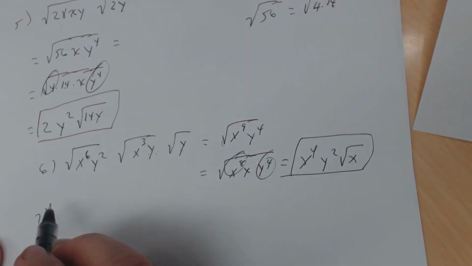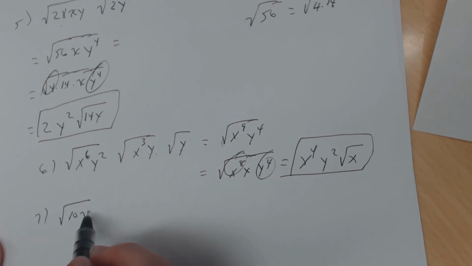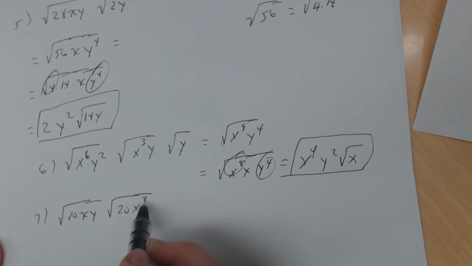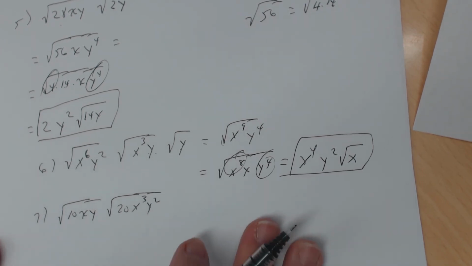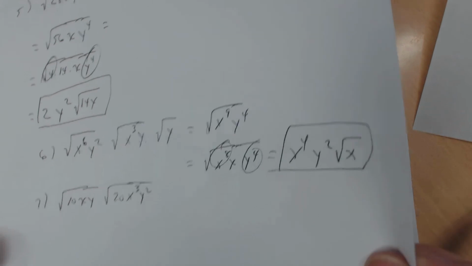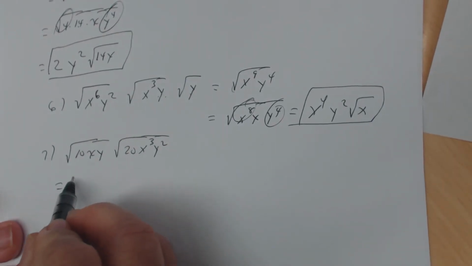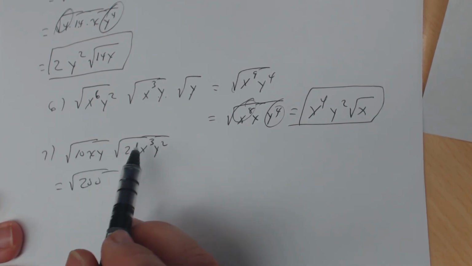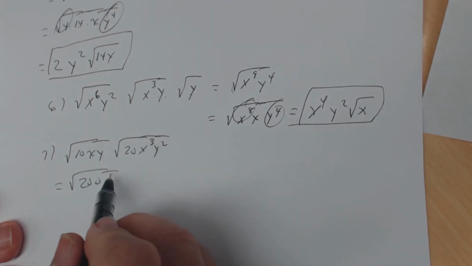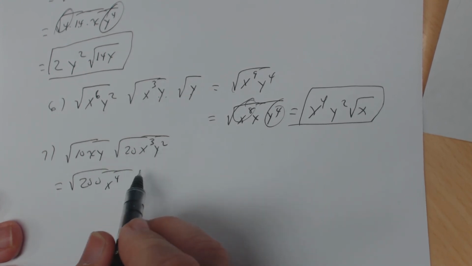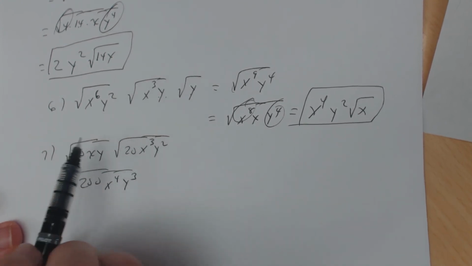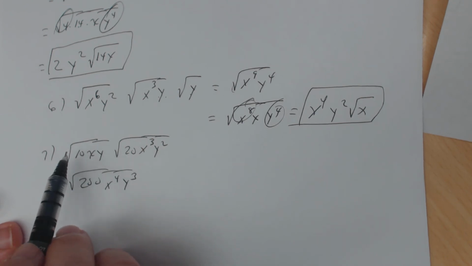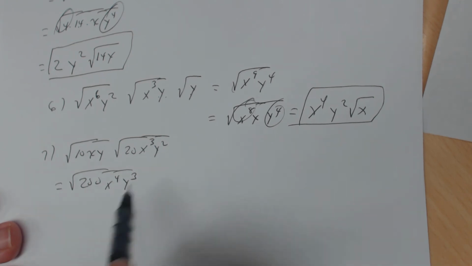All right, and finally, number 7, you have the square root of 10xy times the square root of 20x cubed y squared. All right, and so 10 times 20 is 200. And then x times x cubed, when you multiply like bases, you add exponents. So x times x cubed is x to the 4th. And then y times y squared is y cubed. So remember, the reason why you can do this is because the indexes are the same. They're both 2, so you can just multiply the radicands together.